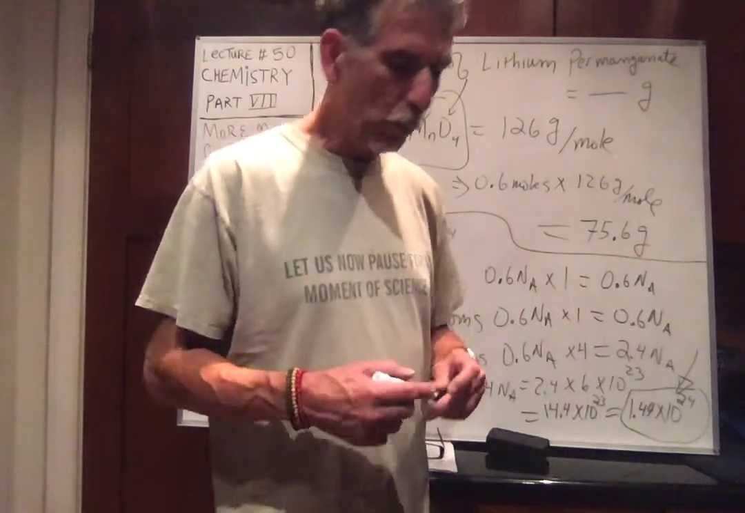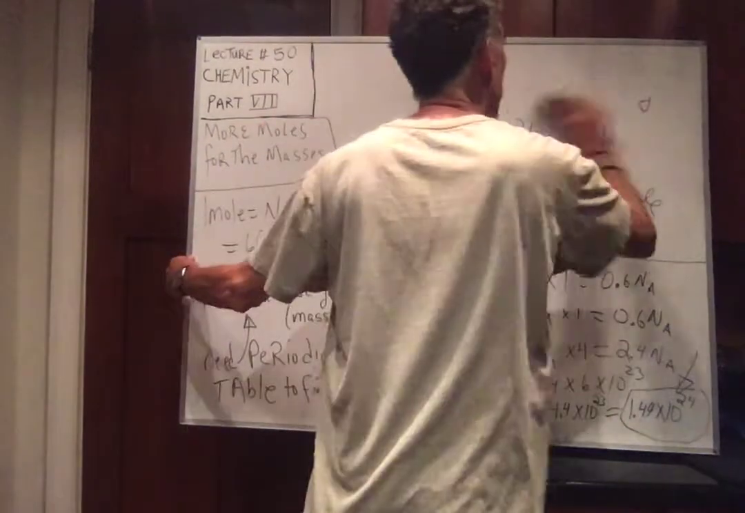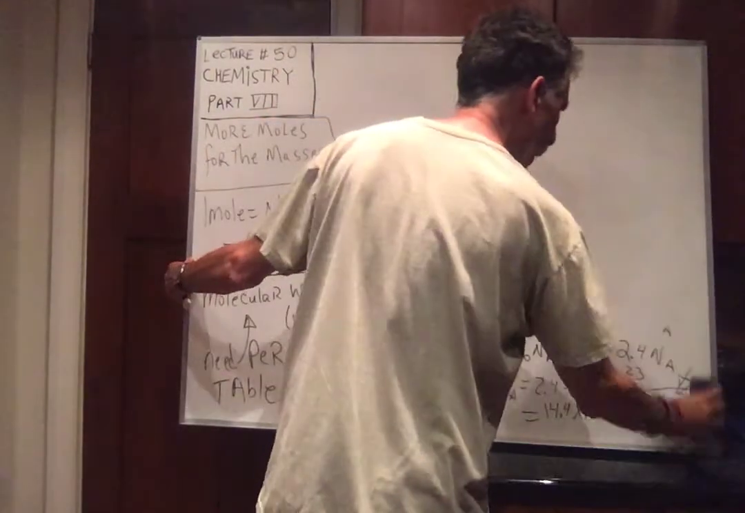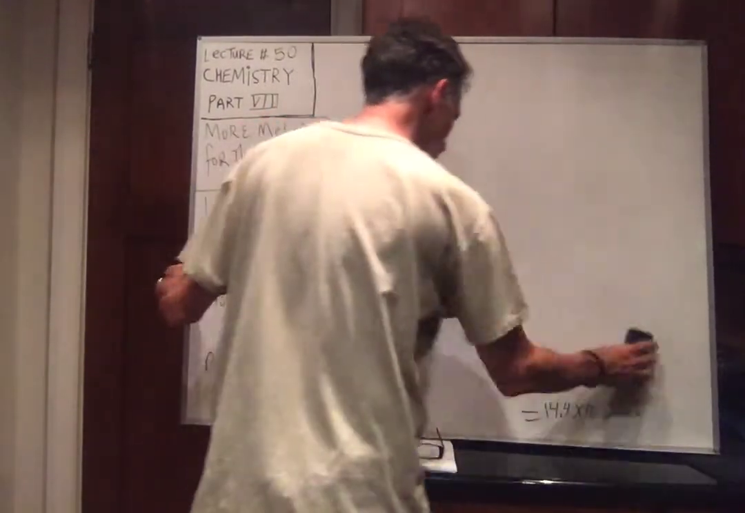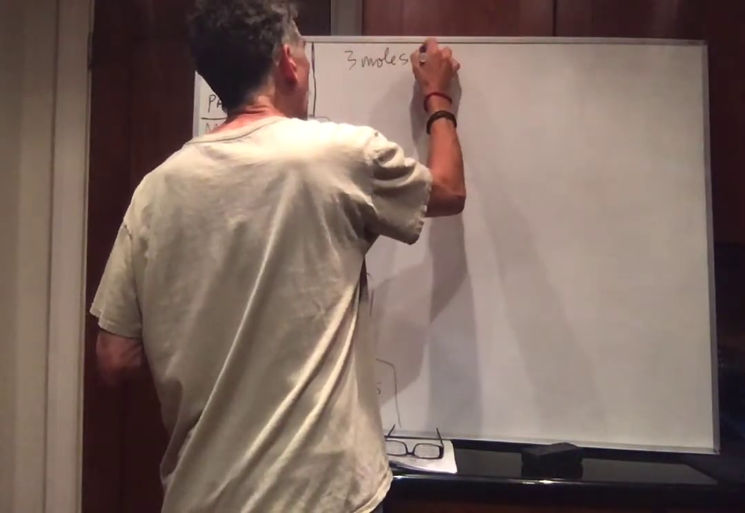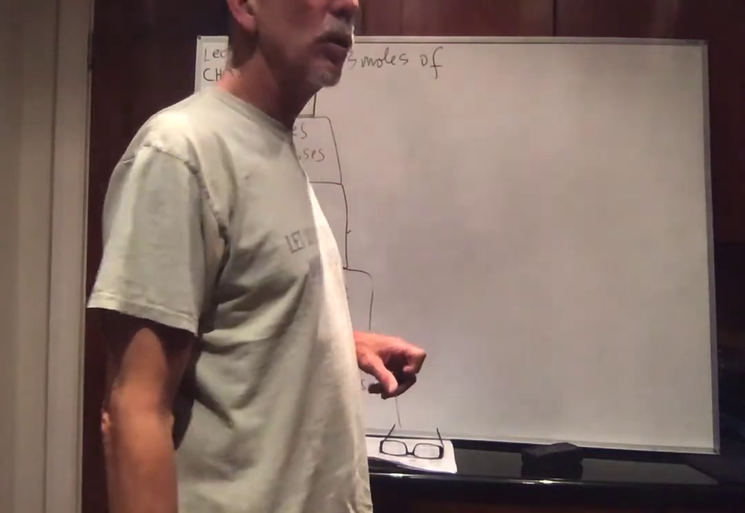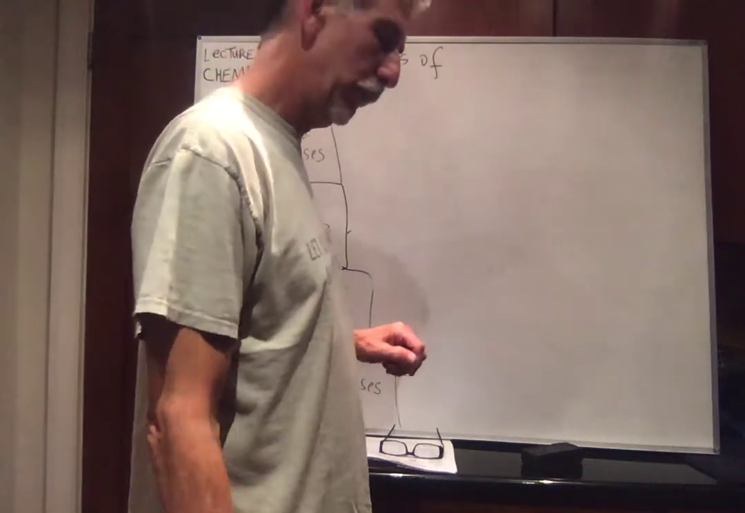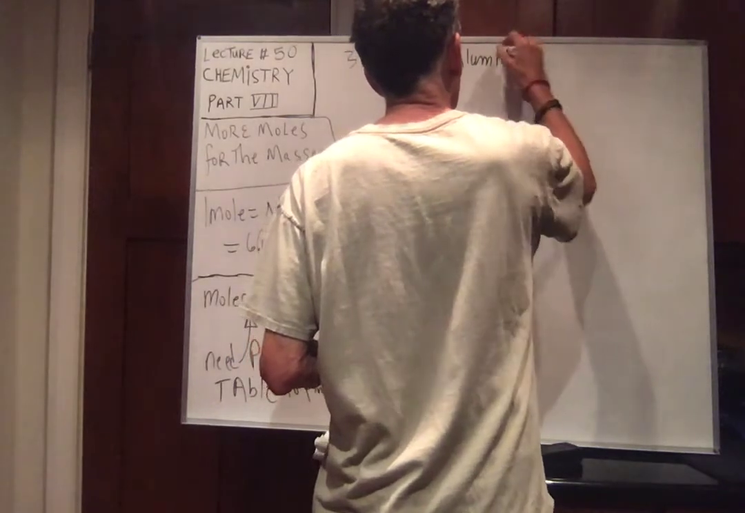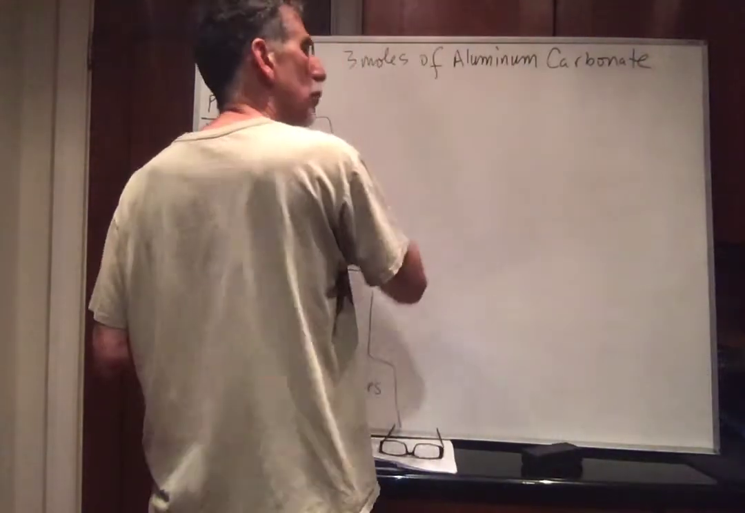Okay? So let's do one quick one again. Let's see if this will work, and let's see if the film cuts out. Sometimes the tape cuts out on us. Okay? Let's do 3 moles of, let's see, aluminum carbonate. Cool. All right, so we'll go quick.